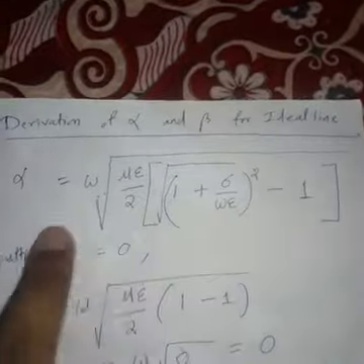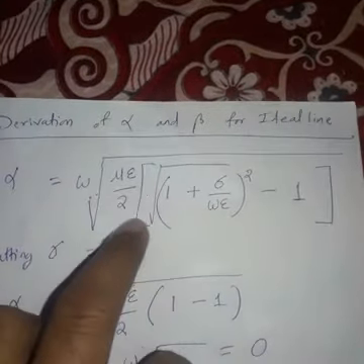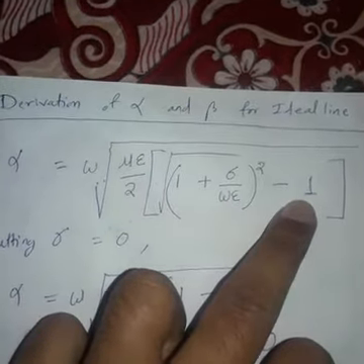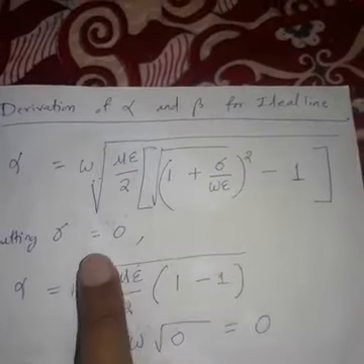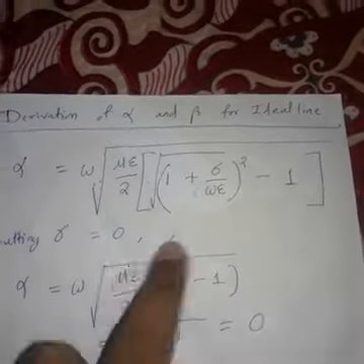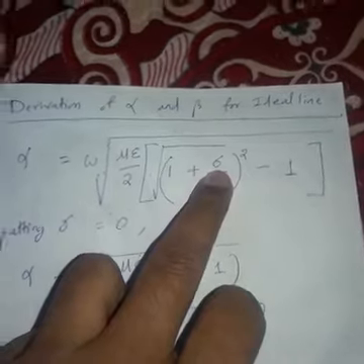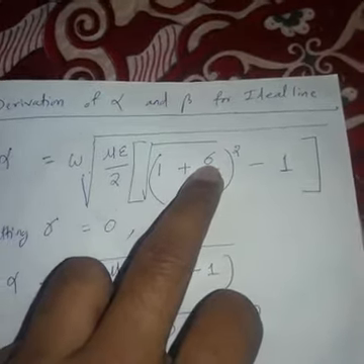Then let us move on to the derivation of alpha and beta. As we know from the wave equation, alpha is omega root over of mu epsilon by 2 into root over of 1 plus sigma by omega epsilon whole square minus 1. Now when you consider the line to be ideal or lossless, what is the conductivity of the dielectric? 0. I told you this sigma we are considering is the conductivity of the dielectric. The conductivity of the conductor will be infinite. So here we are taking the conductivity of the dielectric.